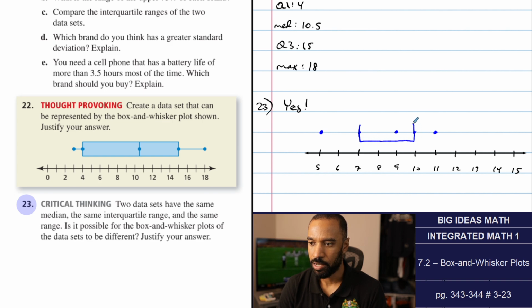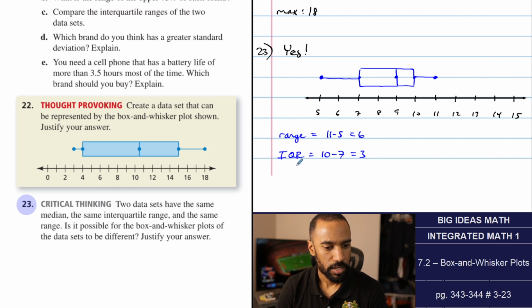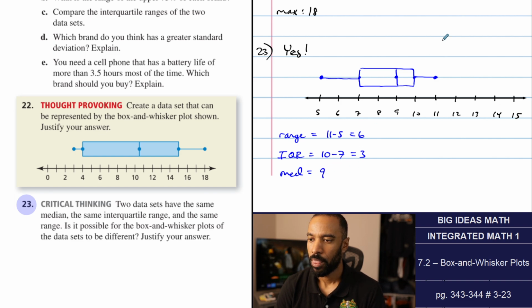So this guy's got, again, range is 11. 11 minus 5, which is 6. IQR is 10 minus 7, which is 3. And median is 9.